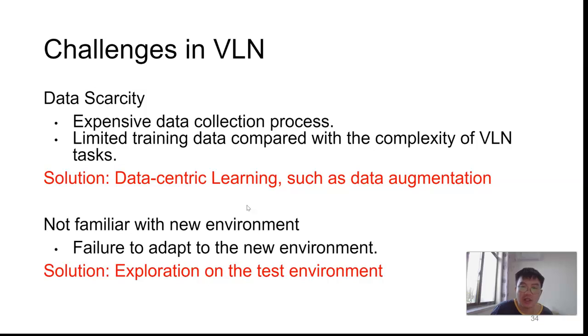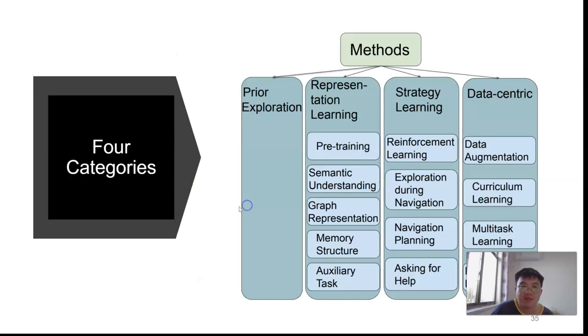Here, if the agent could explore the test environment and keep updating itself, then it will be more familiar with the test environment. According to the challenges we just described, we categorize the methods into 4 categories: representation learning, strategy learning, data-centric learning, and prior exploration.